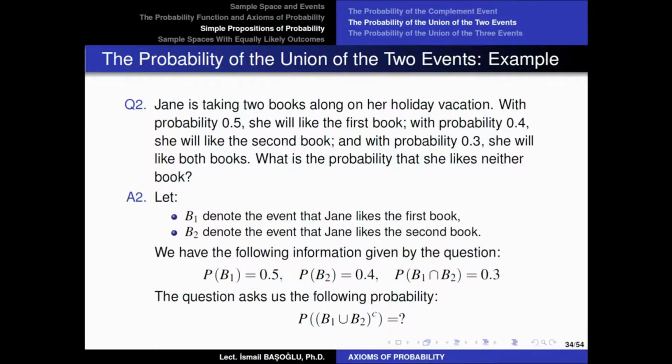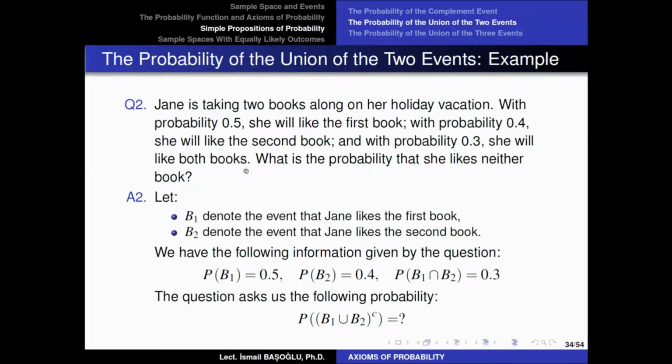Now that we have proven these propositions, assuming we have proven the first and the second proposition, we are going to use them to solve a question. Jane is taking 2 books along on her holiday vacation. With probability 0.5, she will like the first book. With probability 0.4, she will like the second book. And with probability 0.3, she will like both books.